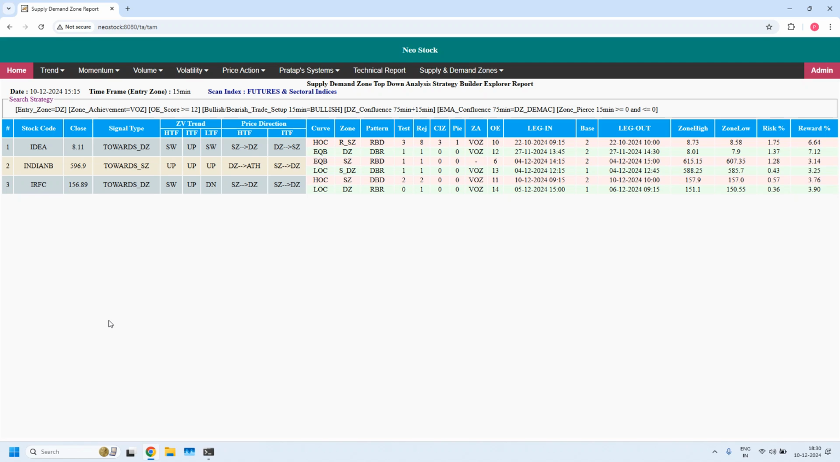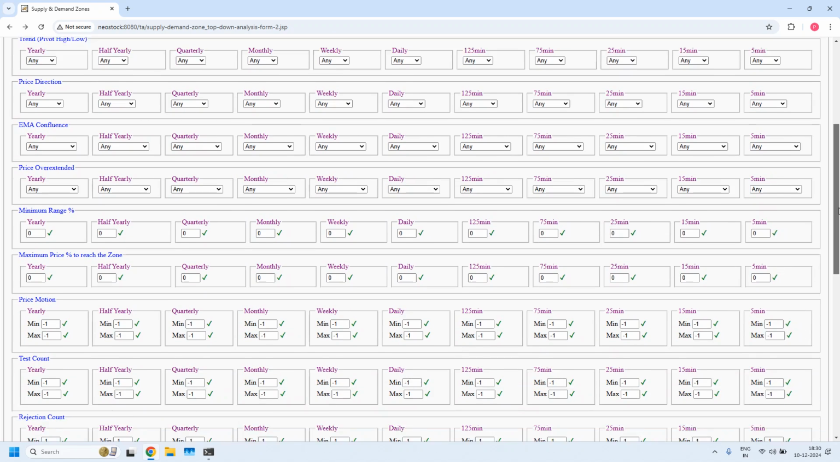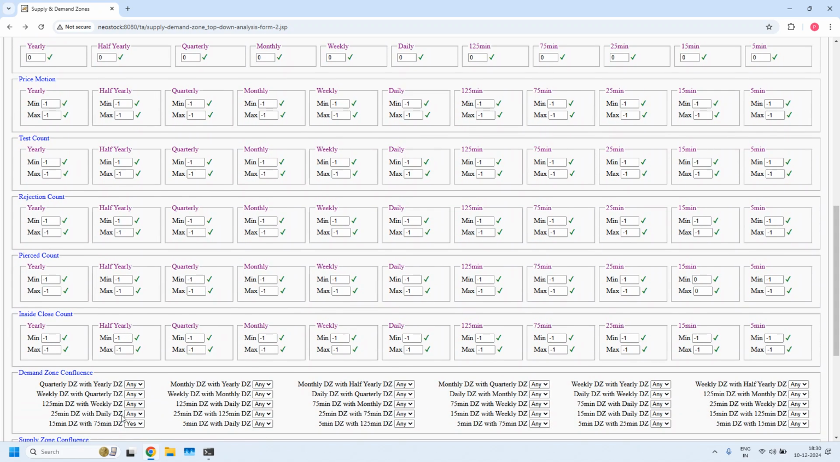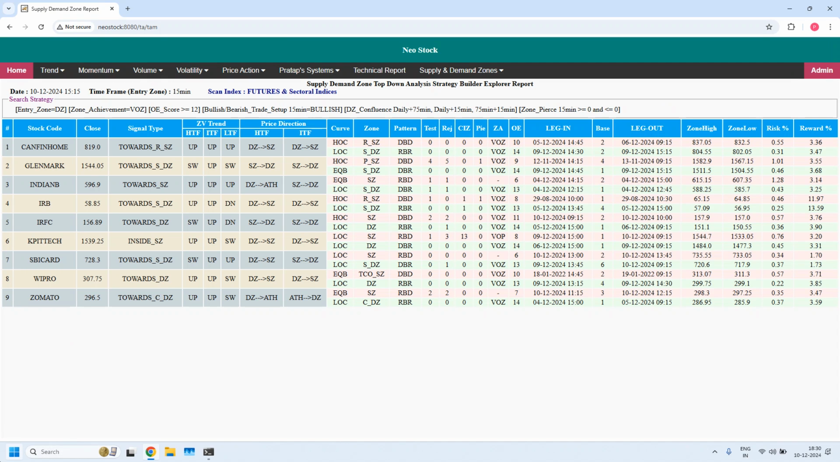Okay, next let us look for LTF, ITF and HTF demand zone confluence. I am removing this EMA filter. So in the demand zone confluence, we need to set 3 filters. First filter is already enabled. Second filter, 15 minutes demand zone with daily demand zone confluence. Third filter, 75 minutes demand zone with daily demand zone confluence. With all the 3 filters, LTF, ITF, HTF demand zone confluence, we got 9 stocks.